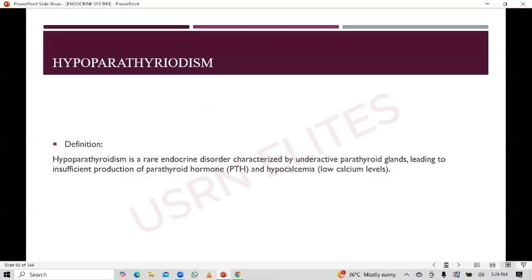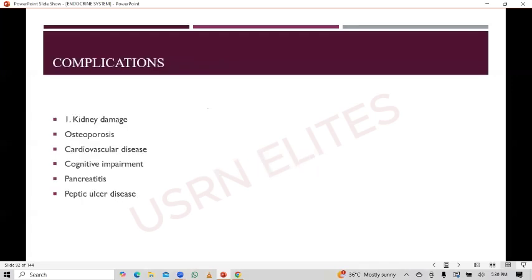Yes. Please, is it advisable to give calcitonin in hyperparathyroidism? Calcitonin reduces calcium levels, right? Yes. So you can give it. Calcitonin can be given to reduce calcium levels.